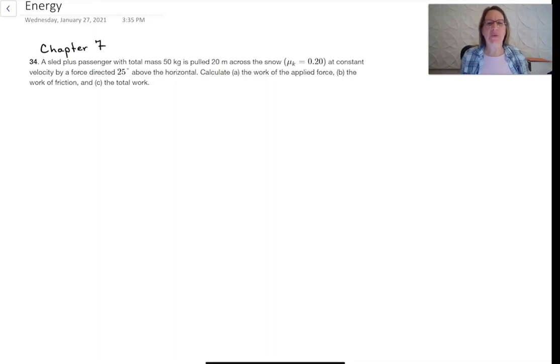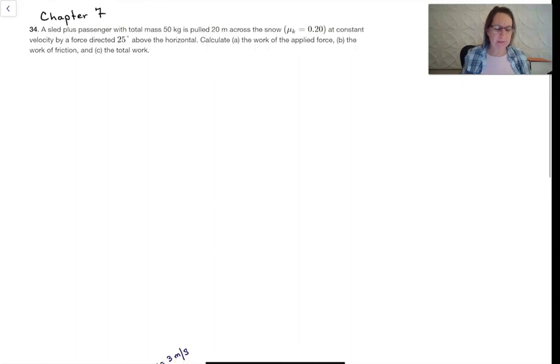We're going to go ahead and look at some problems in Chapter 7. This is problem number 34, so you can see the description here. And the first thing I do, of course, in these problems is try to draw what I know about the problem and sort of set things up and then decide how I'm going to work on the problem.